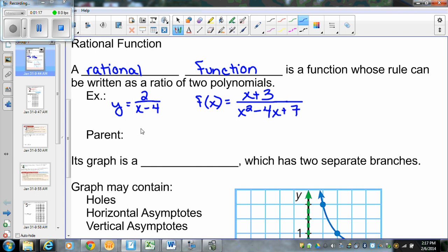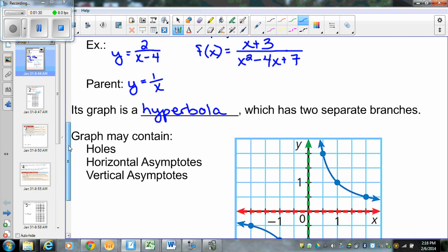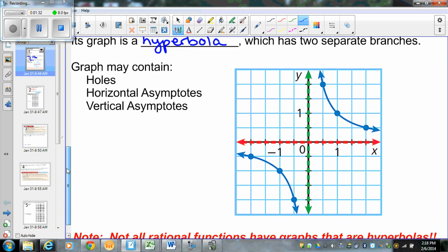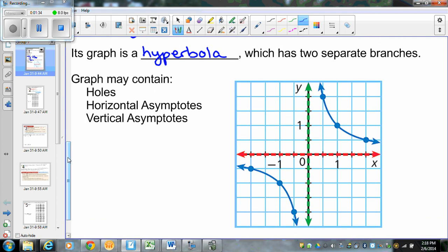The parent graph for all rational functions is y equals 1 over x. Its graph is a hyperbola, which has 2 separate branches, so it's almost like 2 parabolas, kind of. The graph of every rational function does not necessarily look like a hyperbola, but 1 over x happens to. The graphs of rational functions may also contain holes, horizontal asymptotes, and vertical asymptotes.